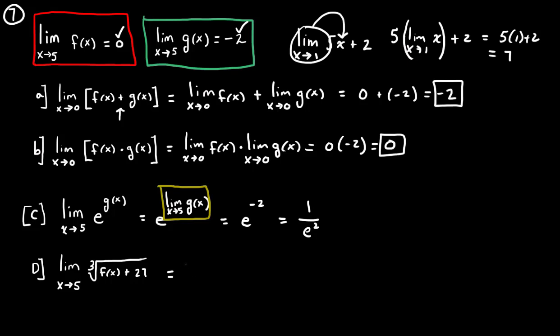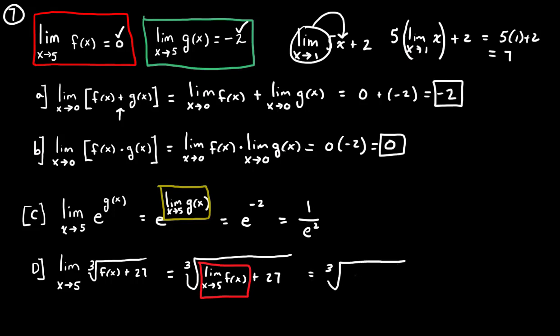So what would this look like? Well, it's the limit as x goes to 5 of the cube root of f of x plus 27. Now I'm going to say the cube root of the limit as x approaches 5 of f of x, and then plus 27, so that I have that property staring me in the face, and now I can substitute its answer. So now we have the cube root of 0 plus 27, or simply the cube root of 27, which you should know is 3.